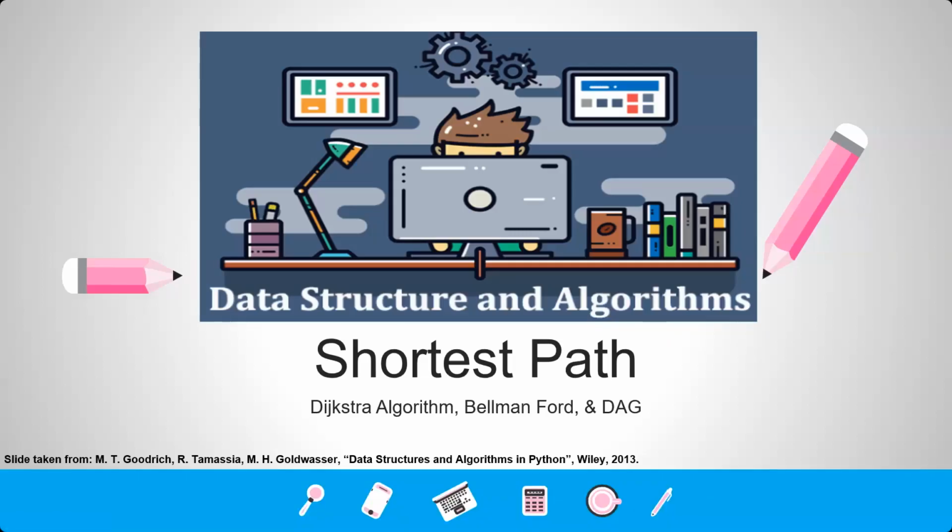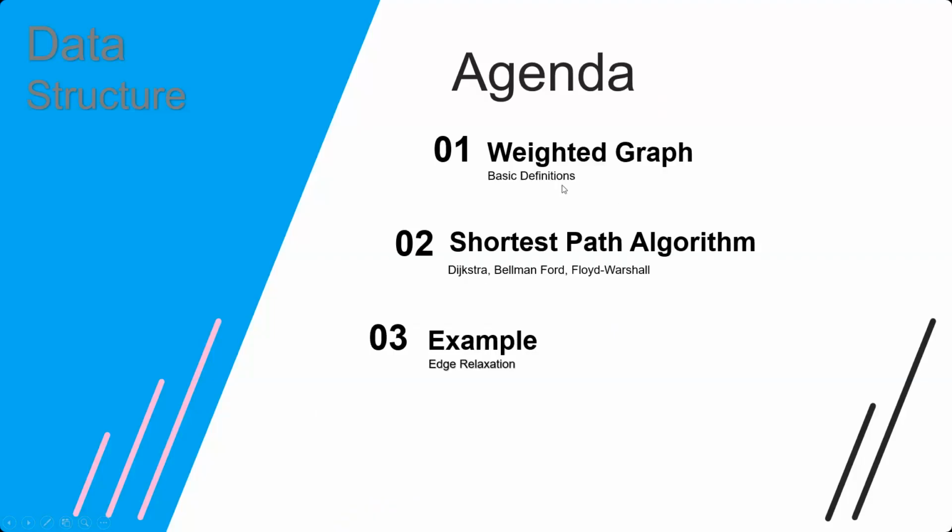So let me continue with the section shortest path. In this slide, we are going to learn about Dijkstra, Bellman-Ford, and DAG. So we are going to learn what a weighted graph is, and we will learn about the shortest path algorithm and some examples with the additional algorithm.